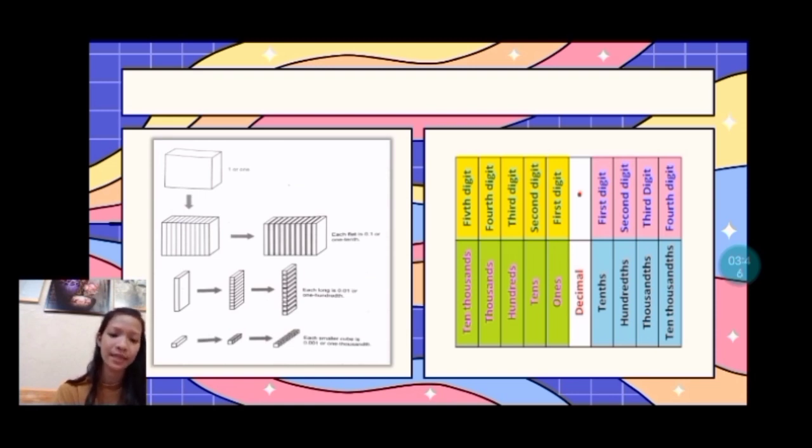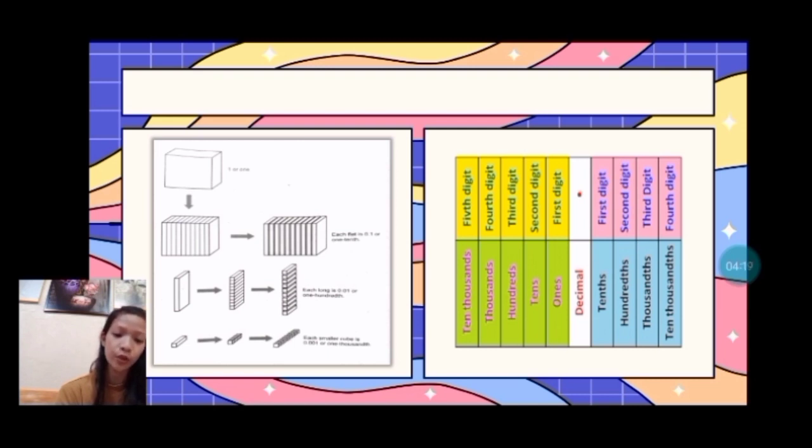Another way to visualize decimals is by using base 10 blocks. For example, suppose a big cube represents one whole. If the cube is divided into 10 equal parts, then each flat represents 1/10 or 0.1. Each flat can be divided into 10 smaller parts called longs. To represent hundredths, each long is 0.01. Finally, each long can be divided into 10 equal parts called units to represent thousandths.